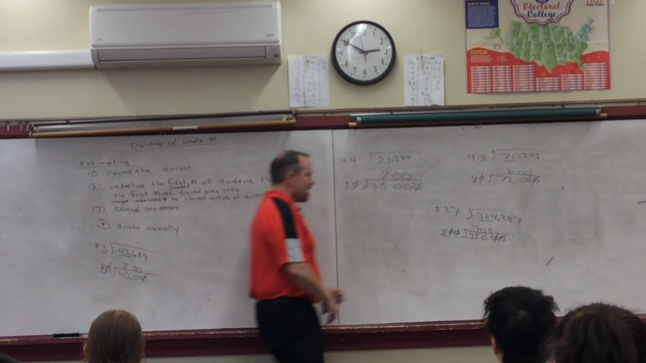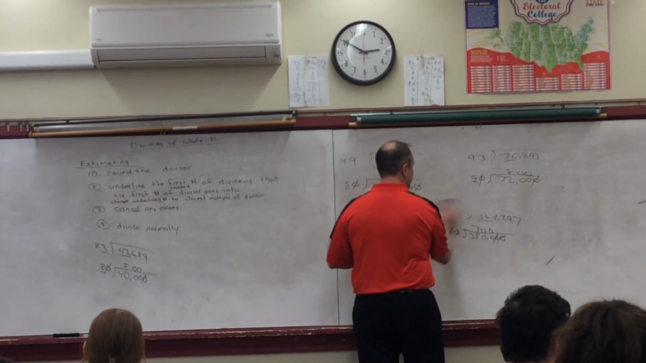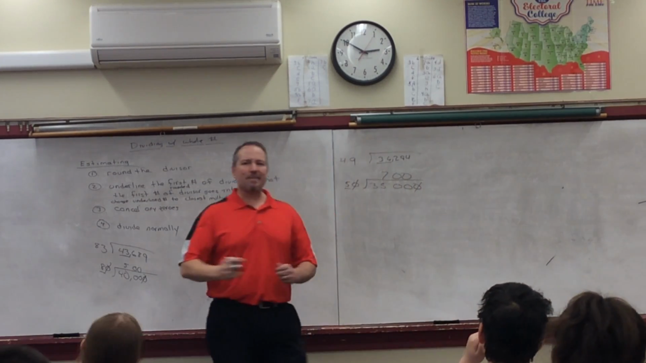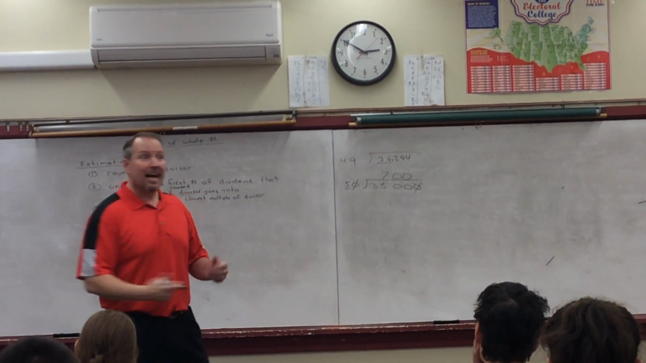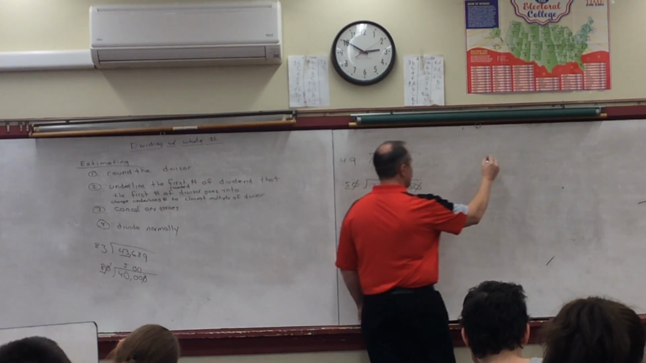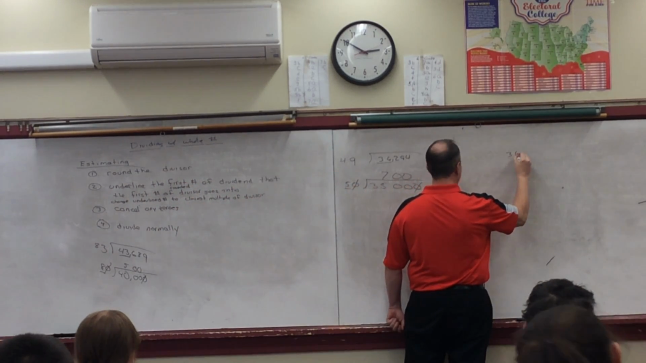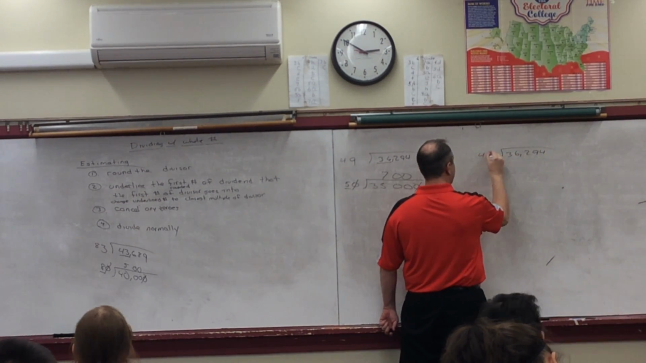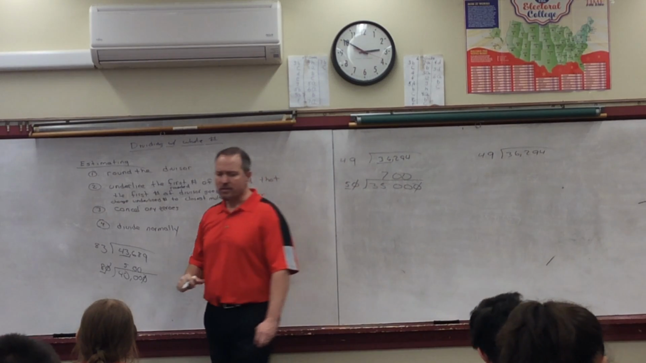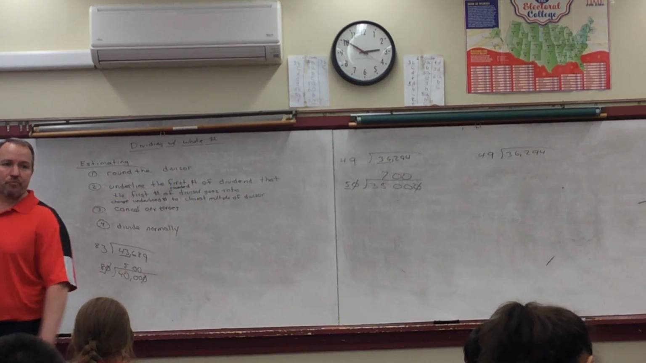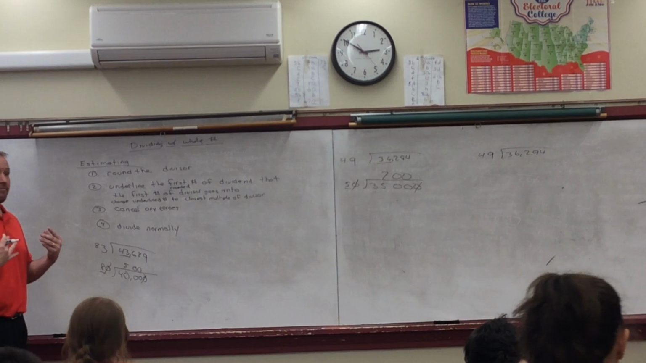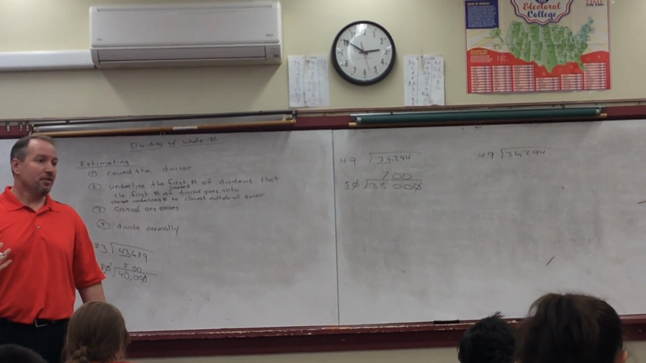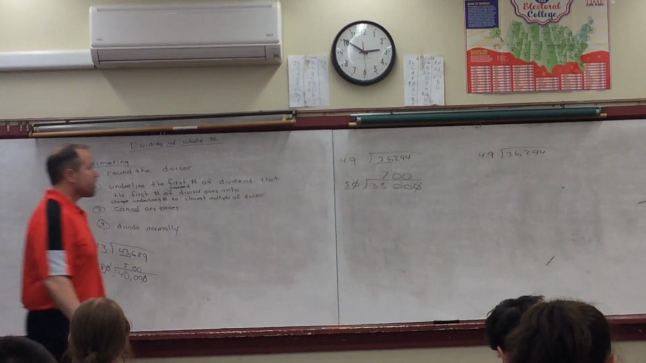Okay, now, that's the first part of your assignment, estimating. The second part is going to be actually dividing them. So let's go with this problem here: 36,294 divided by 49. Now, when we divide them, this is my recommendation. Everybody has their own strategies. This is what I do.